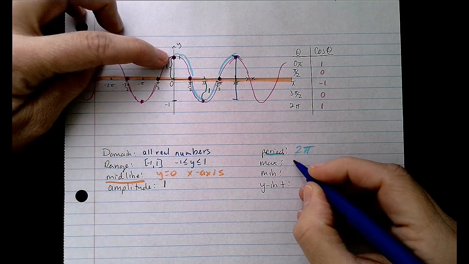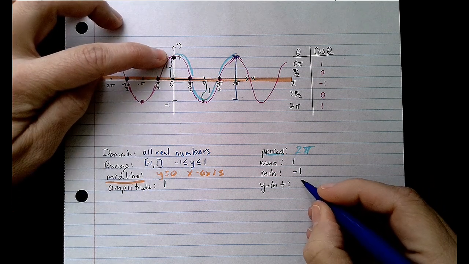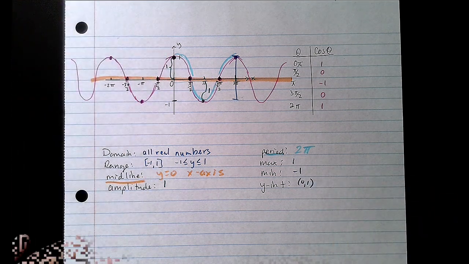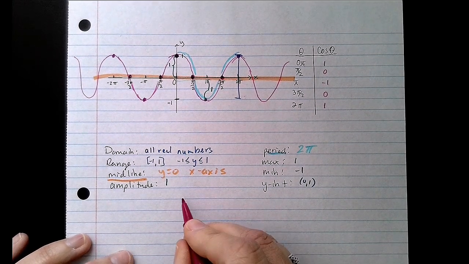My maximum is 1, my minimum is -1, and this time my y-intercept is actually (0, 1). Compare your cosine function now. This is the parent cosine function here.